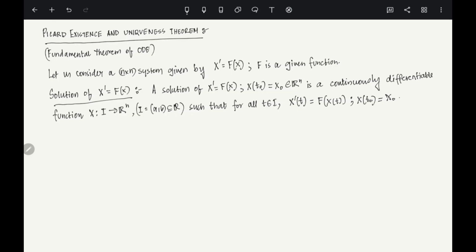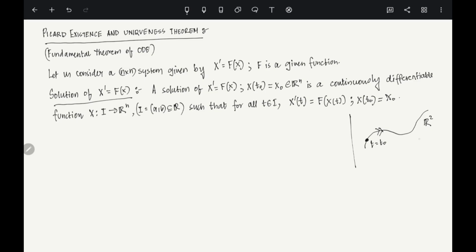Very vaguely speaking, what it means is this. Let's say there is a particle moving with time in some space, R2 or R3, let's say R2. At t equals t naught it is somewhere here, and let's just assume for now that it moves like this. As t increases, it goes on doing this.